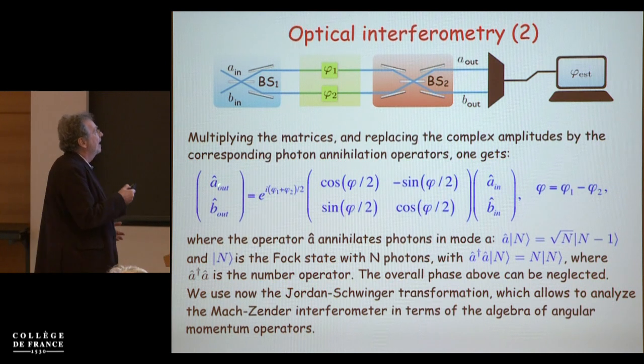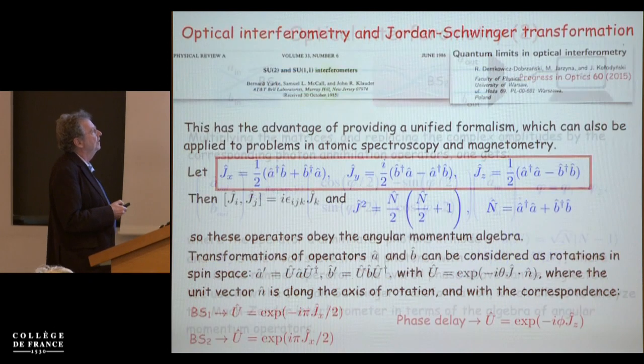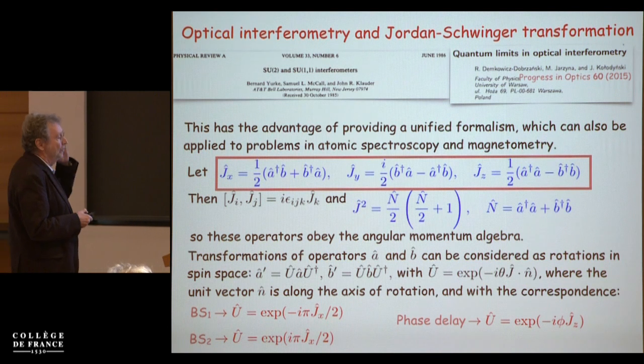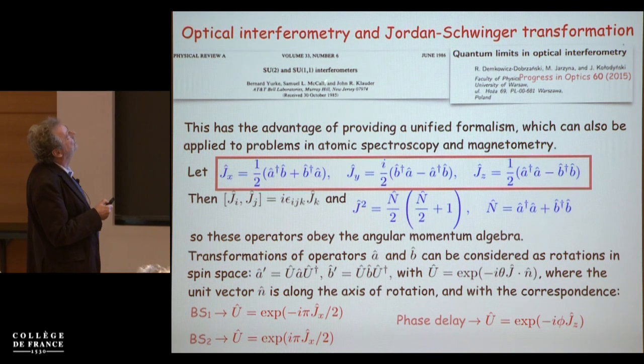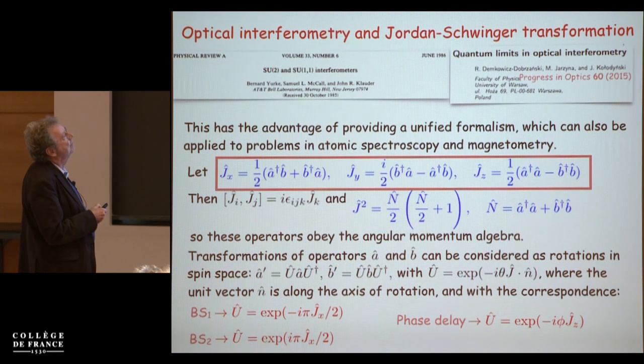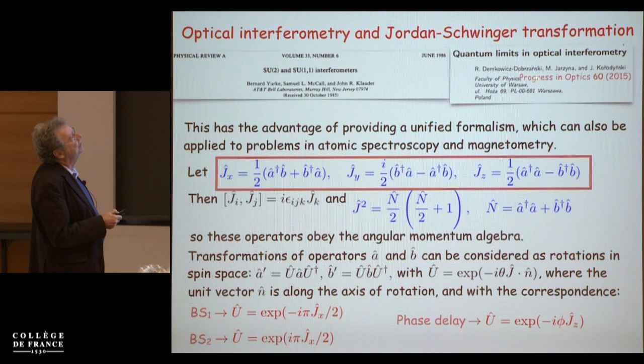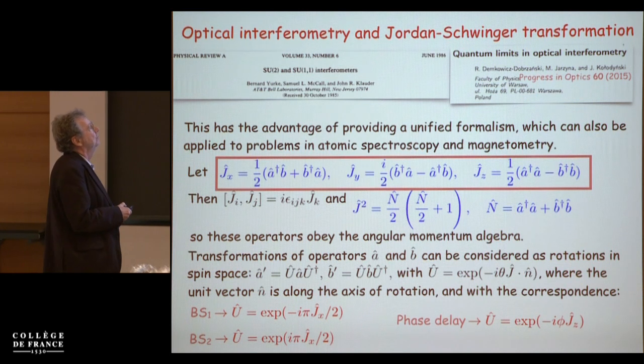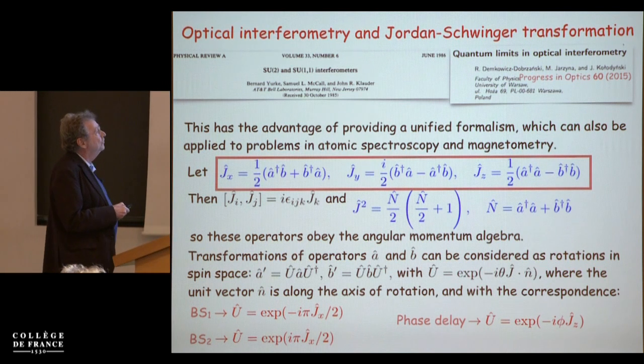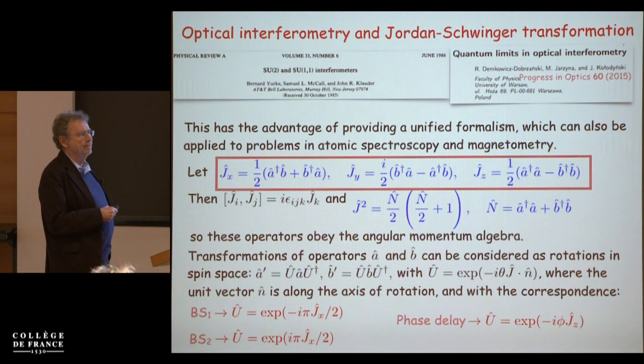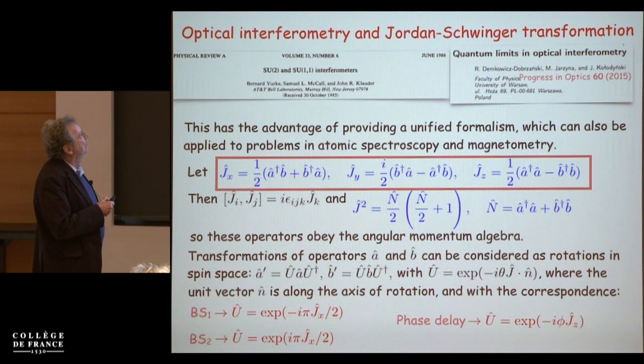So I will define angular momentum operators in terms of these operators, and they are defined in the following way. Now, this analysis was made in this classical paper here by Yurke, McCall, and Klauder. That's from 1985. A recent review was published in Progress in Optics, 2015. It's a very nice review. I recommend it to you. And in fact, in this part of the lecture, I'm going to follow this paper and this paper here. Now, these are the angular momentum operators that are defined in terms of the operators A and B.